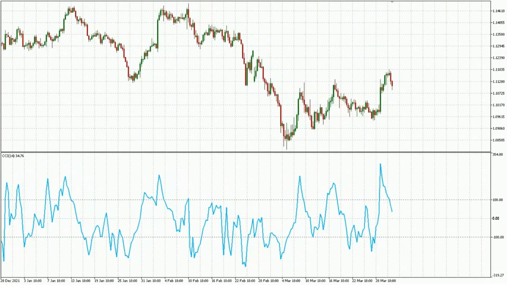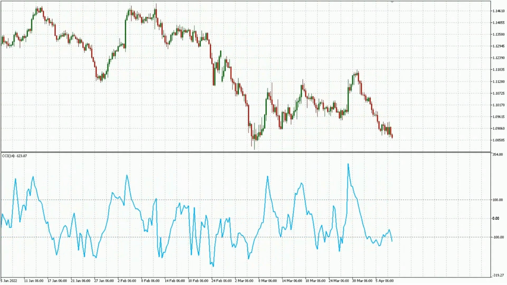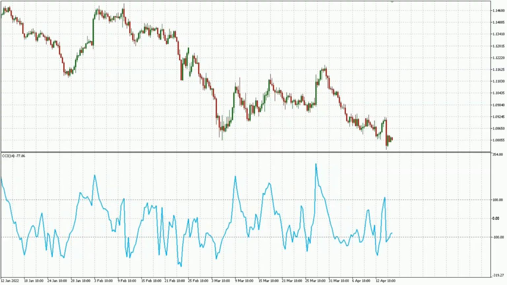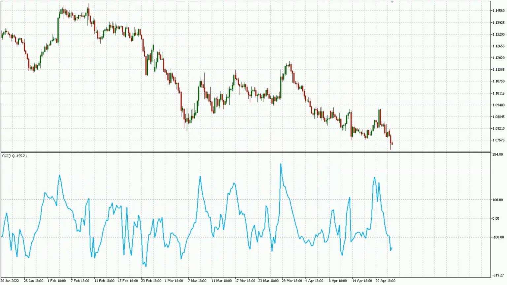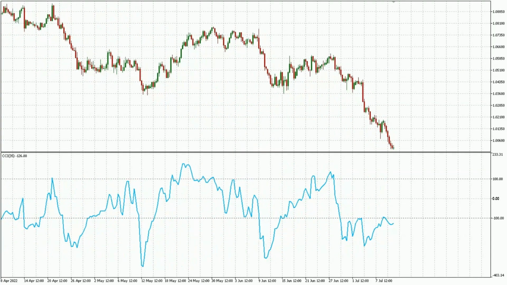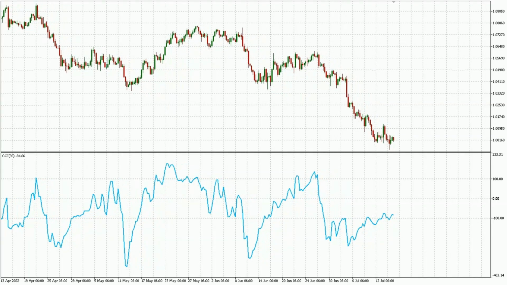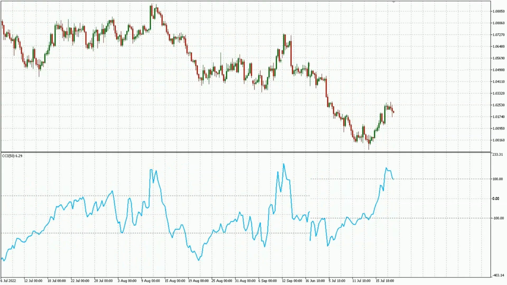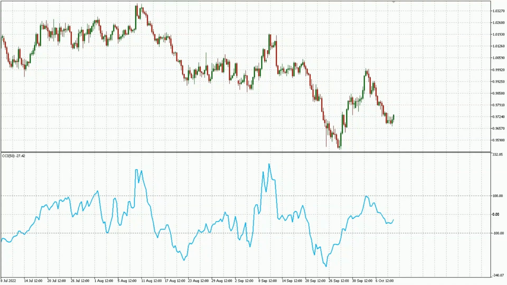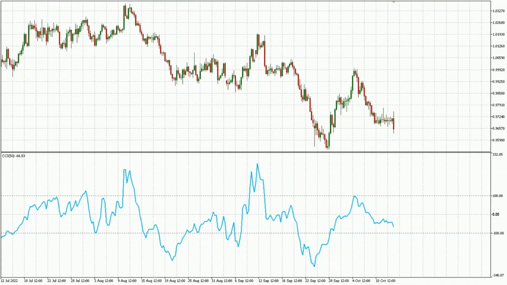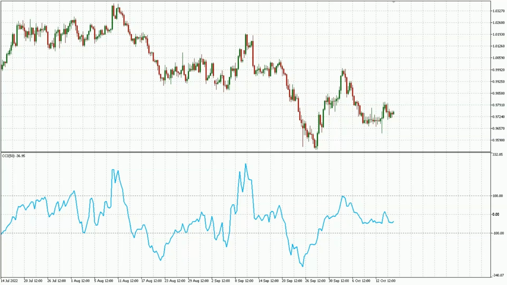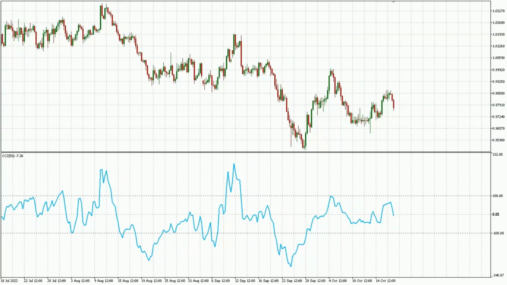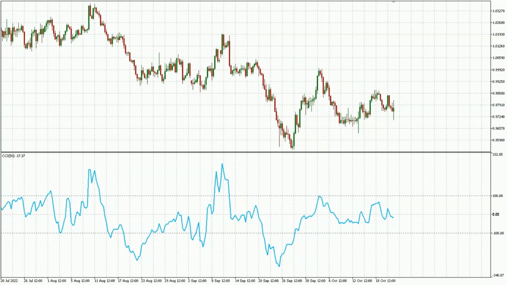Here's the CCI with period of 14. Notice how even the smallest fluctuations create significant spikes in the CCI. This is period of 35. Smoother and more meaningful changes of CCI. And here's 50. So, for a sensitive indicator like the CCI, selecting the appropriate period is crucial for reliable results.